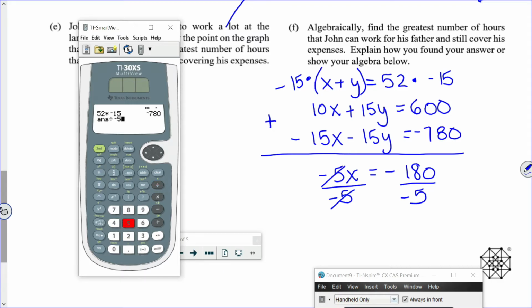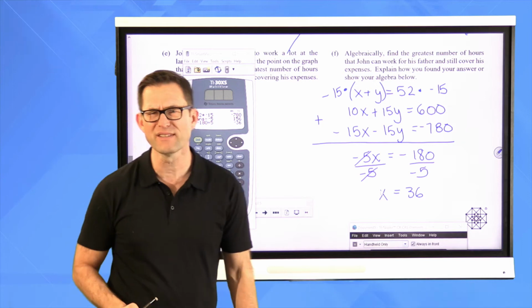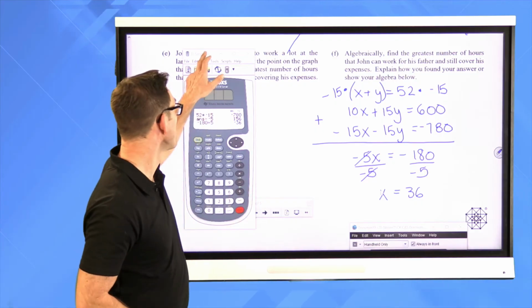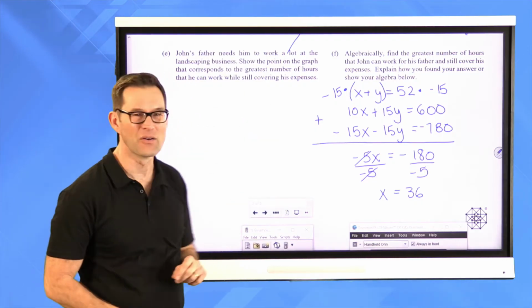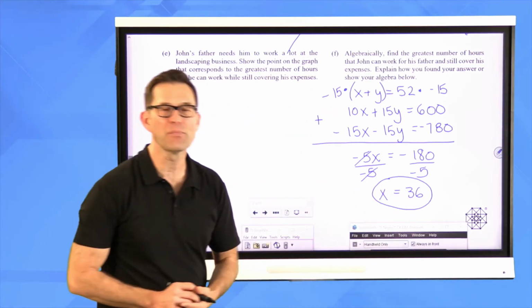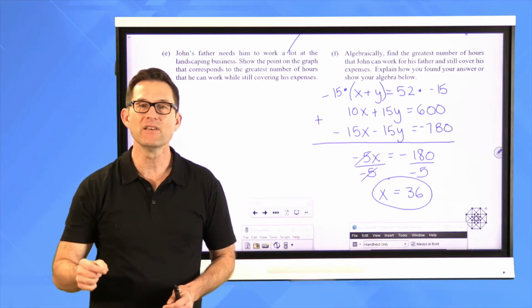Let my calculator do that work for me, and I find 156. That doesn't make any sense, because I shouldn't have done negative 780 divided by 5. I should have done negative 180 divided by negative 5. Anyway, that's x equals positive 36. There's no way he worked 156 hours. He's got to work less than 52 hours. Pardon all my errors there, x is equal to 36. 36 is the most hours he can possibly work and still be within that region.